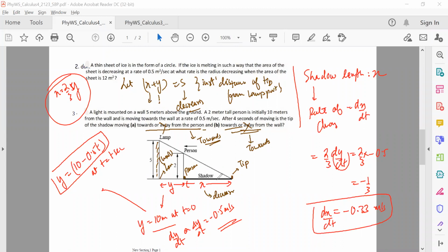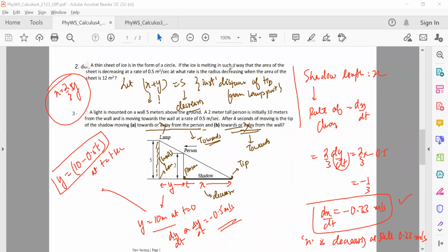Or you can say the tip is coming closer to the person at a rate of 0.33 meters per second. So the negative sign shows the decreasing. Right? Yeah, the negative sign is to show that it is decreasing. So x is decreasing at the rate of 0.33 meters per second. If x was increasing, then we would have written it with a plus sign, right? dx/dt. Okay, this is clear now?